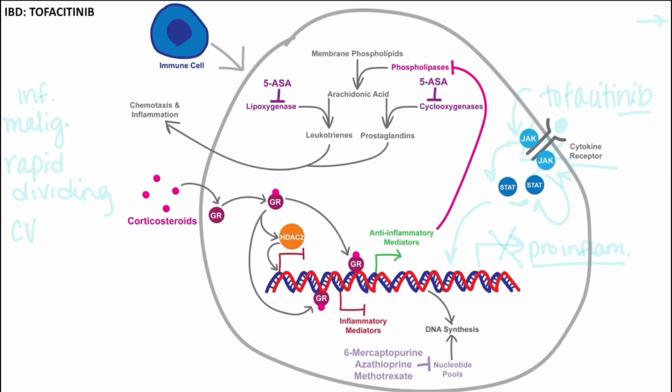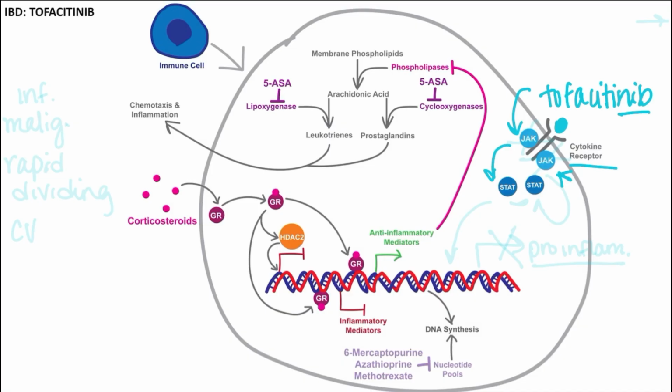So the last agent we're going to talk in detail for today, which you have probably seen in commercials, is Xeljanz or tofacitinib. And this nib ending signifies that it is a small molecule inhibitor. So tofacitinib inhibits JAK kinases or Janus kinases, and these are intracellular enzymes that are coupled to cytokine receptors. So when tofacitinib isn't around, cytokine binding will lead to the phosphorylation of STAT or signal transducers and activators of transcription molecules.